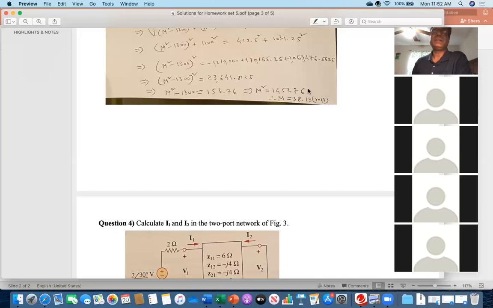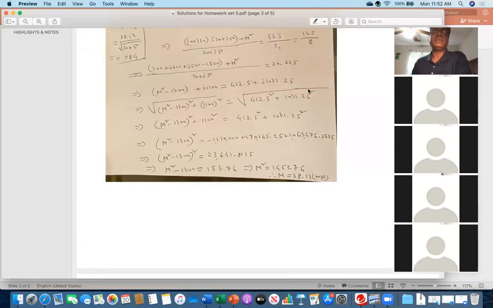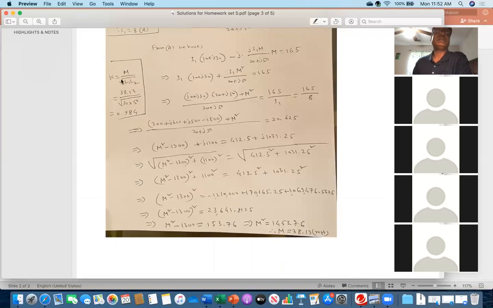And once you get that M value, 38.13 millihenry, then calculate the k. So M over root of L1 and L2. So M is in millihenry, and then L1 L2 is millihenry as well. So finally the k value is 0.984.